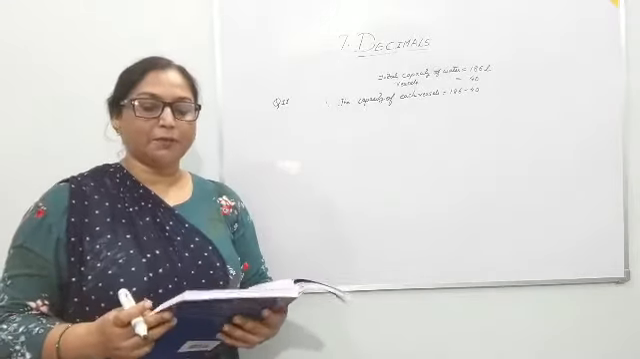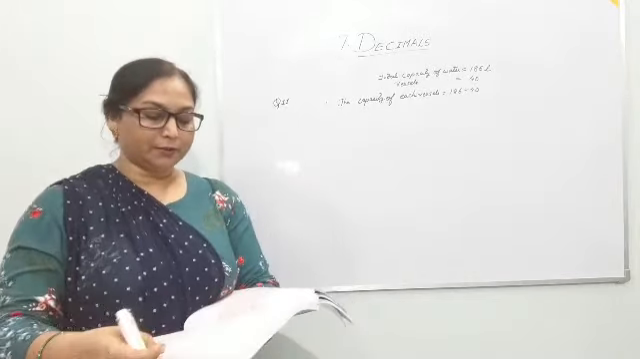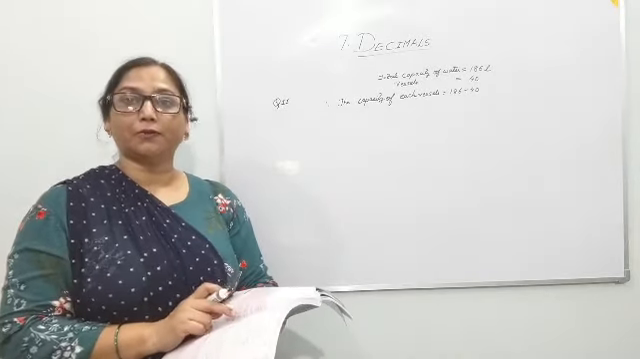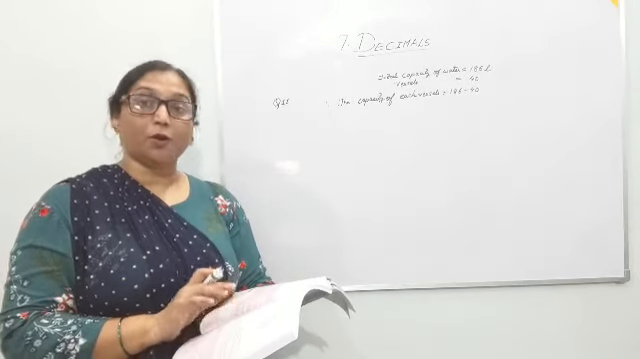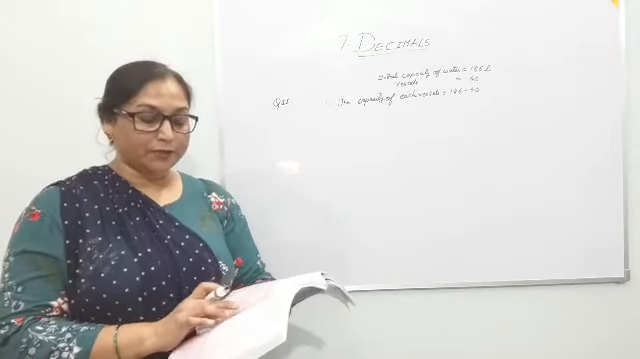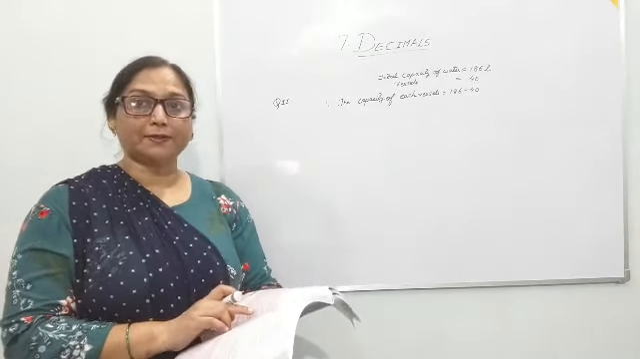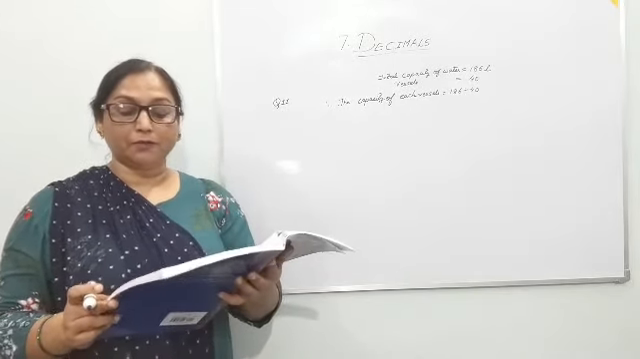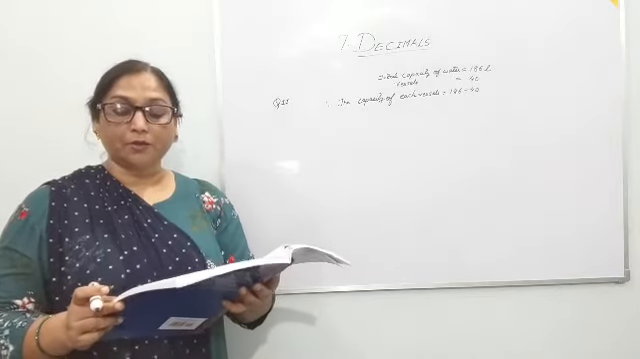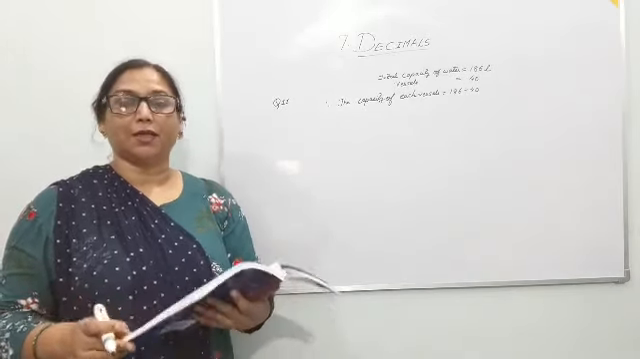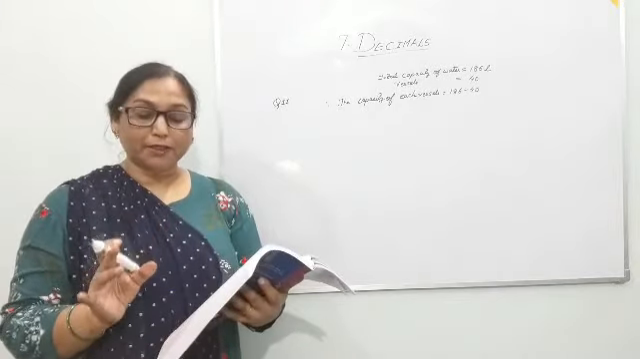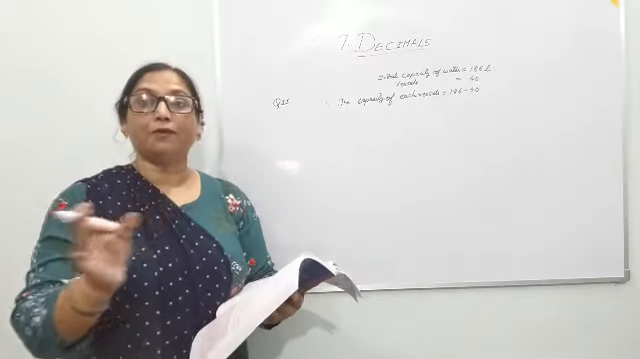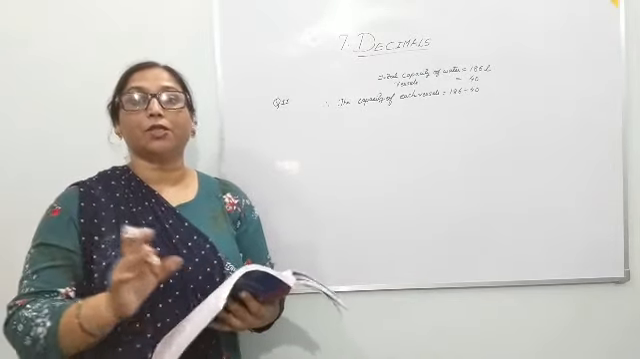Children, turn to page number 119. Look at question numbers 9, 10, 11, 12. These 4 sums are based on application of multiplication and division of decimals in day-to-day life. Out of these 4 sums, I'll explain sum 11. Question 11 is: if 40 vessels of equal capacity can be filled with 186 liters of water, find the capacity of each vessel. It means total amount of water is 186 liters and you have to divide this among 40 vessels. So this question is of division.